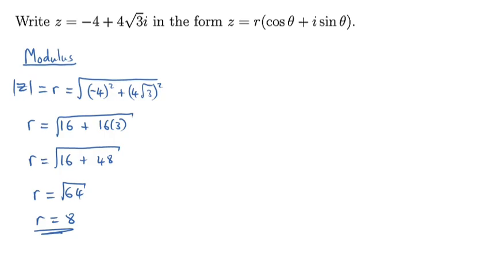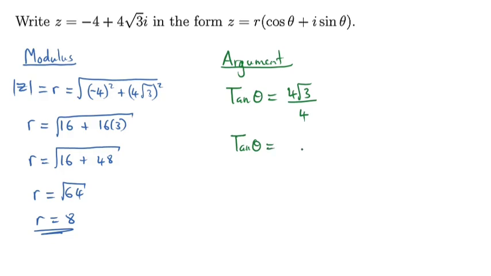Next, let's find our argument. To find the argument, we use tan. So tan θ is equal to the imaginary part over the real part. So that is 4√3, the imaginary part, over the real part, which is this. Now, just neglect the negative. I'll show you how to use it. So tan θ = √3. So this means that θ is equal to the tan inverse of √3.